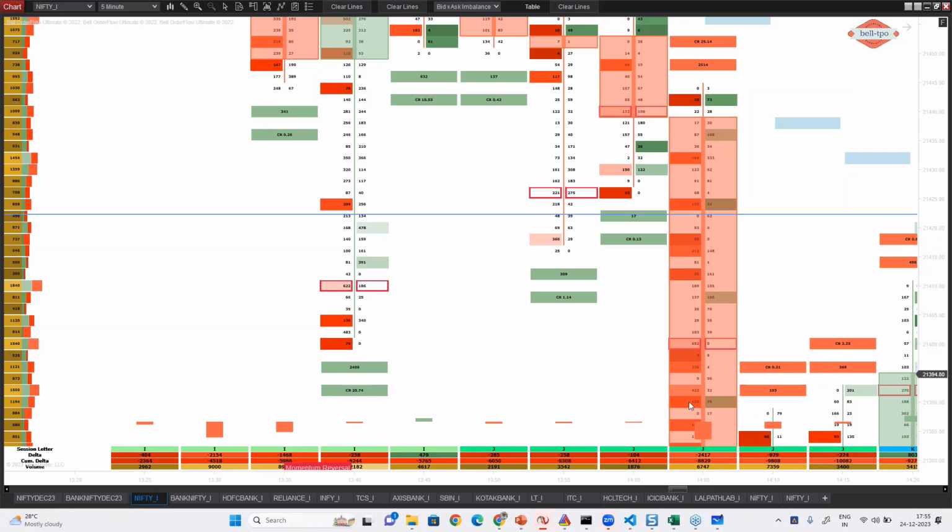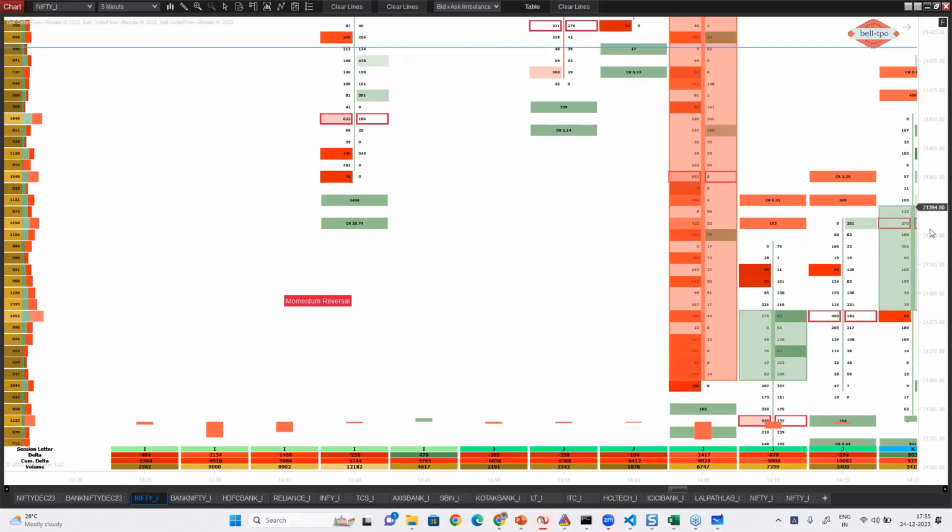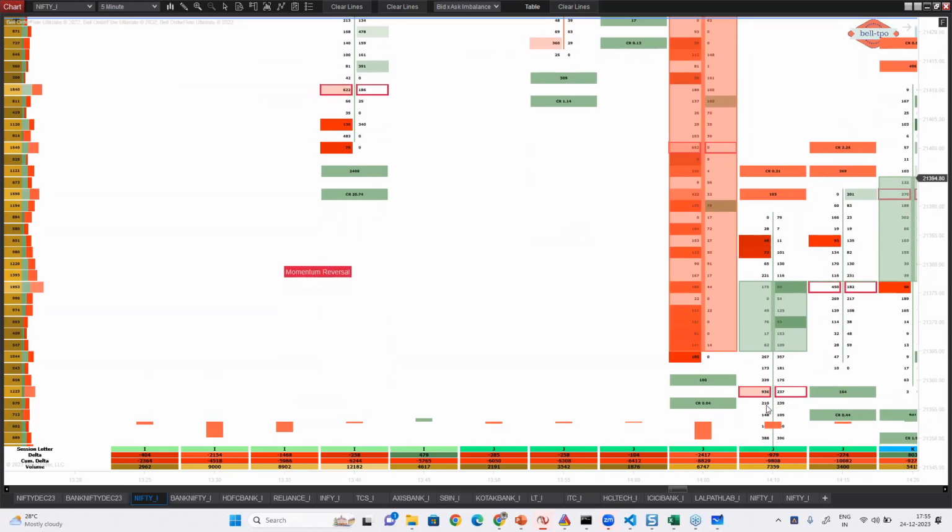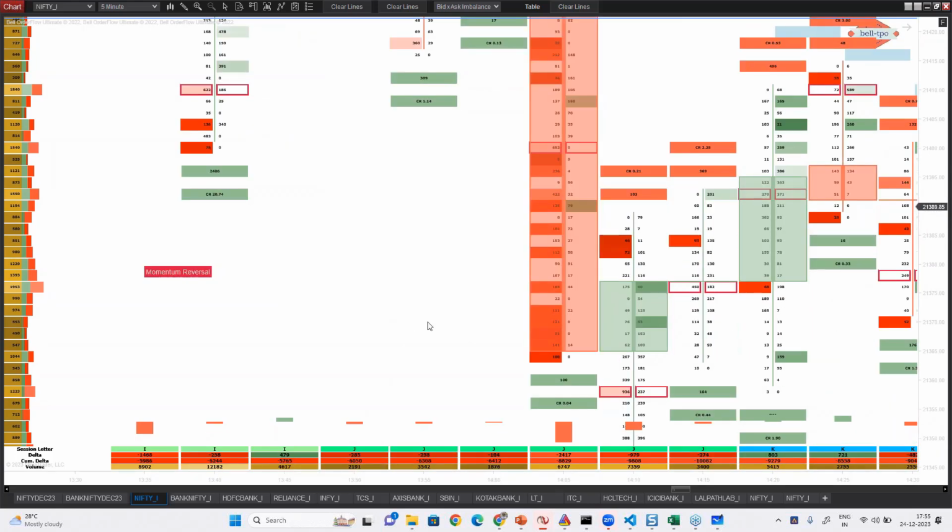652 lots is getting traded. Minus 2417 is the delta. 6747 is the volume over here. Continuously, again, big volumes are getting traded. Repeatedly, big volumes are getting traded over there. Again, what happens? The market has some more consolidation.